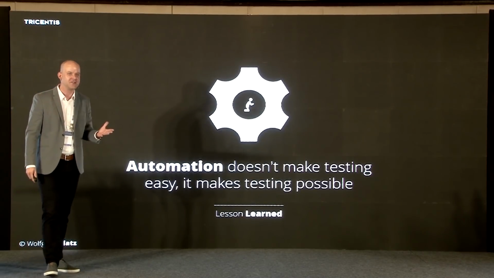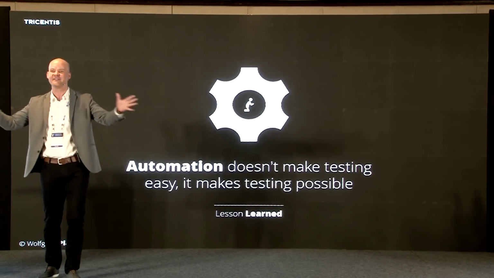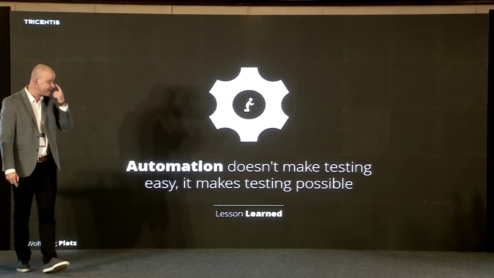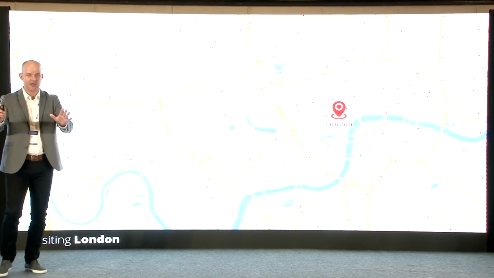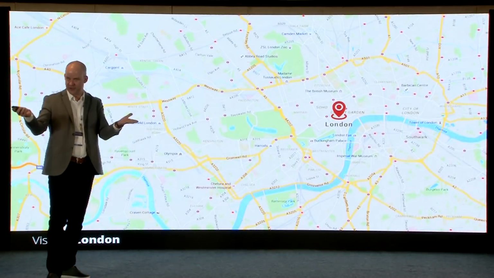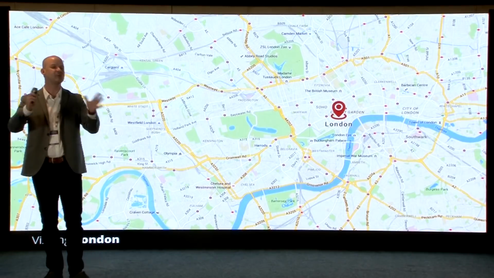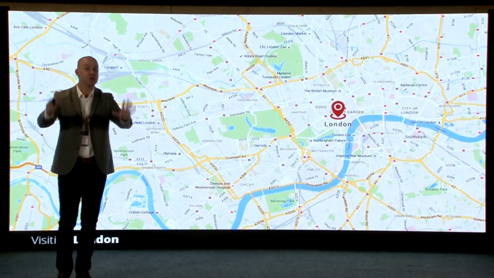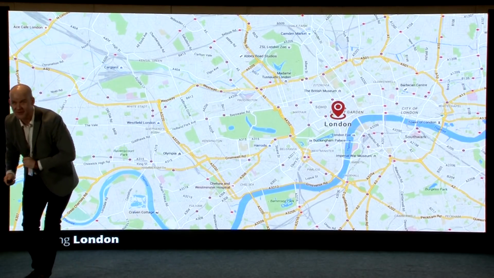But the question is, is that already the end of the story? Is test automation all we need, the silver bullet to solve all of our testing problems? Well, let's figure that out, guys. Let's figure that out by visiting London. And now just imagine you are a tourist, okay? And you want to visit London, and you just have 2 days' time to visit London. And you don't just want to be a tourist, you want to be a prepared tourist. So you want to see the right places at the right time.